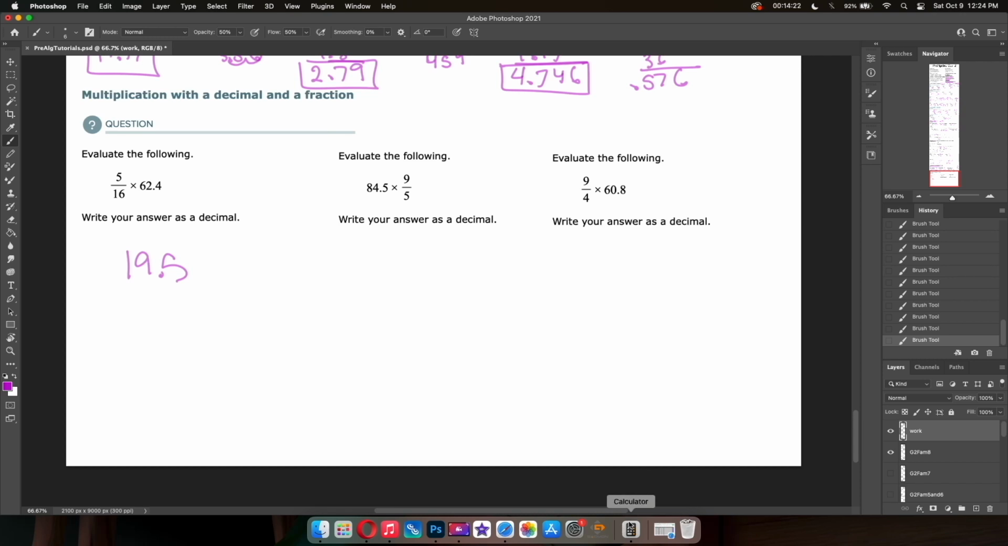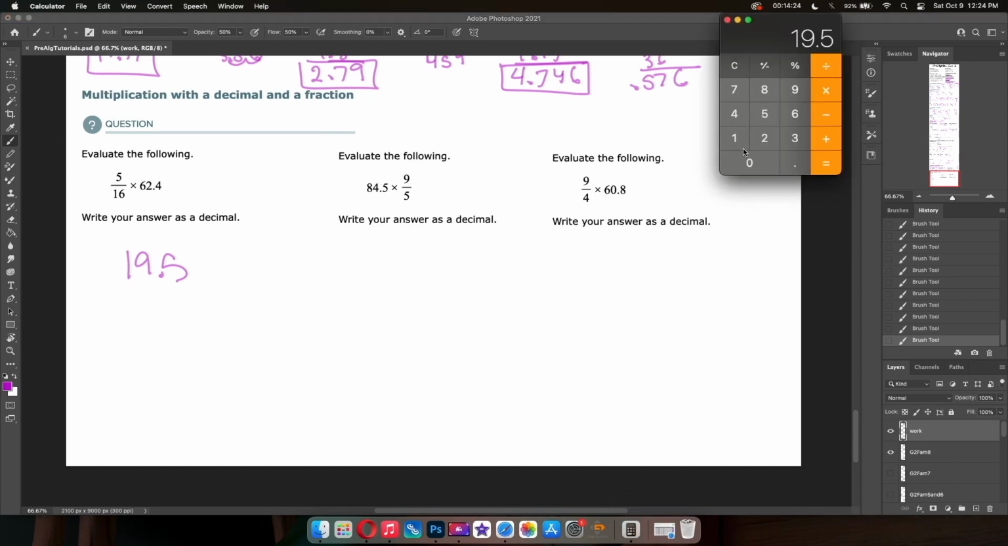Next, computer. We have 9 divided by 5. I think that's just going to be 1.8, right? Yeah, 1.8. And then it's times 84.5. And what do we get? 152.1.